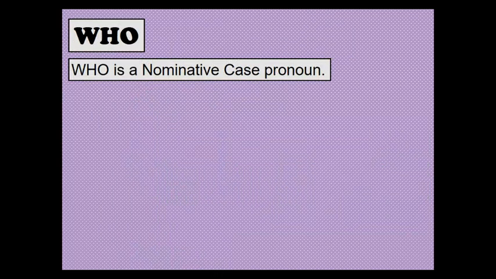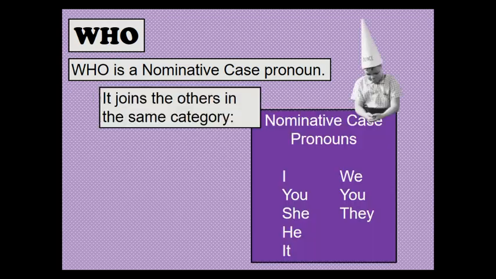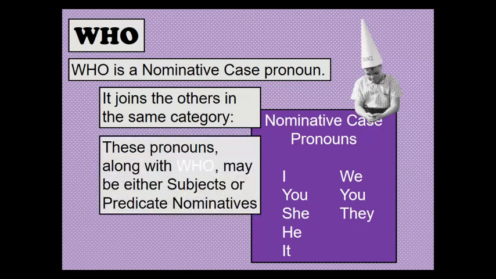Here we go. On the front page, here are some things about the word who. Who is what we call a nominative case pronoun. Here are the other nominative case pronouns: I, you, she, he, it, we, you, and they. Those are all nominative case pronouns, and we use the pronoun who just like we would use those pronouns. Those pronouns are used for two reasons only: for subjects and predicate nominatives.